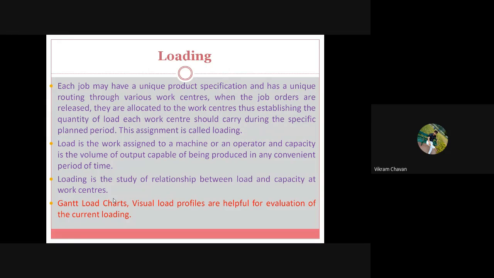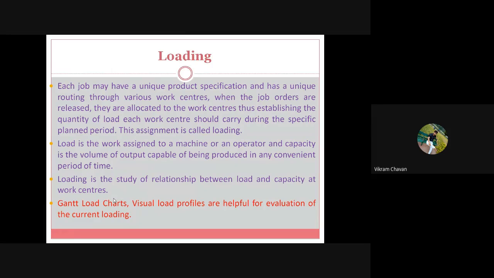So there are n number of jobs. If you consider a machining center, or the industry which is performing the machining operations, there are n number of jobs available for the machining purpose. Now each and every job does not require all the processes. Some jobs require only drilling. Some jobs require drilling and also broaching. Some jobs require drilling, broaching, and threading.